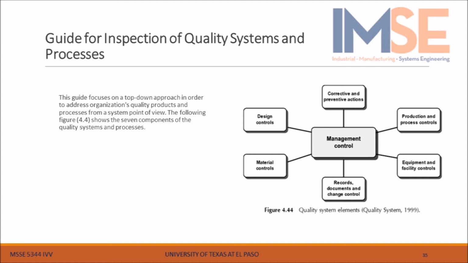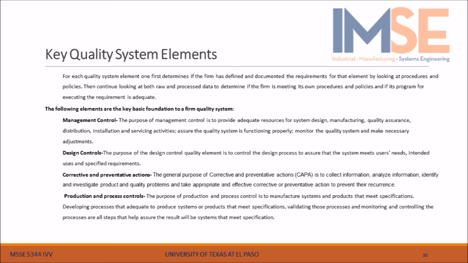Guide for inspection of quality systems and processes. This guide focuses on a top-down approach in order to address organizations' quality products and processes from a system point of view. The following figure shows the 7 components of the quality systems and processes. Key quality systems elements: for each quality element, one first determines if the firm has defined and documented the requirements for the element by looking at procedures and policies. Then, continue looking at both raw and process data to determine if the firm is meeting its own procedures and policies and if its program for executing the requirements is adequate.